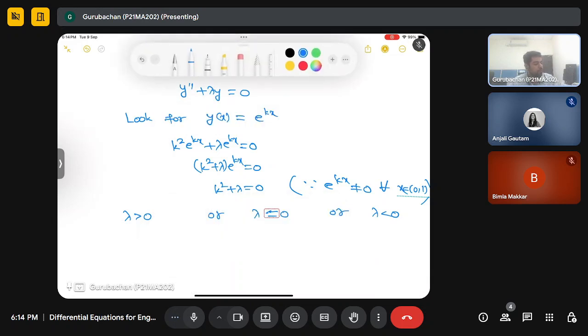So you will start with the easiest case, that is lambda equal to 0. Try yourself: first lambda equal to 0, then greater than 0, then less than 0. We have to find the eigenvalues and eigenfunctions, and we know that eigenfunctions are non-zero vectors. So we have to find such eigenvalues with respect to which the solution is a non-trivial solution. So try this one.